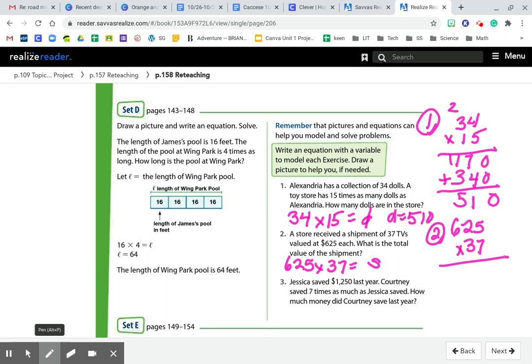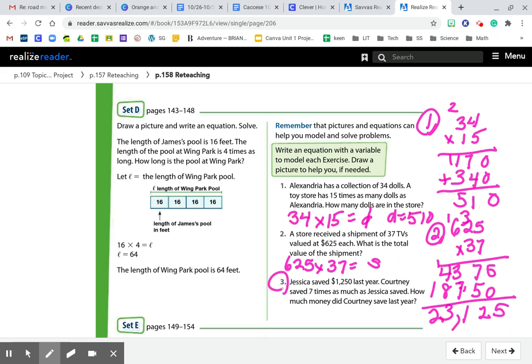7 times 5 is 35. 7 times 2 is 14 plus 3. 7 times 6 is 42 plus 1. 3 times 5 is 15. Don't forget your 0. 3 times 2 is 6 plus 1 is 7. 3 times 6 is 18. 5, 12, 11. So we have 23,125 is our shipment.